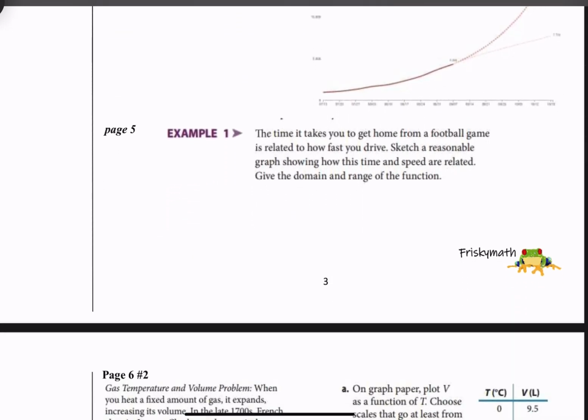The time it takes you to get home from a football game is related to how fast you drive. So the faster I drive, the less amount of time it's going to take me to get home. I think that's pretty intuitive, right? The slower I drive, the longer it's going to take me. The distance is the same. From the school to my house, for example, is 20 miles. So if I go 20 miles per hour, it's going to take me an hour to get home.